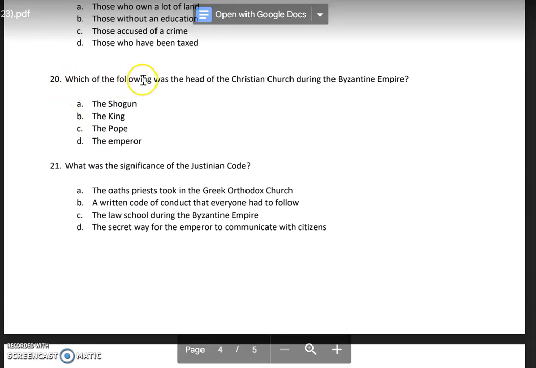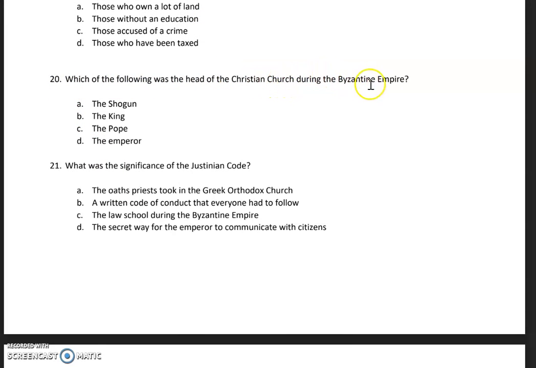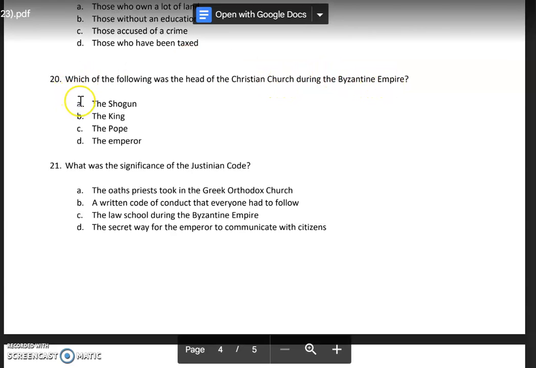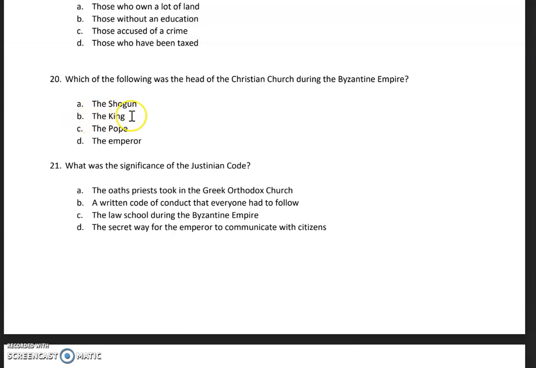Number 20. Which of the following was the head of the Christian church during the Byzantine Empire? A. The shogun. B. The king. C. The pope. D. The emperor. Number 21. What was the significance of the Justinian Code? A. The oaths priests took in the Greek Orthodox Church. B. A written code of conduct that everyone had to follow. C. The law school during the Byzantine Empire. D. The secret way for the emperor to communicate with citizens.